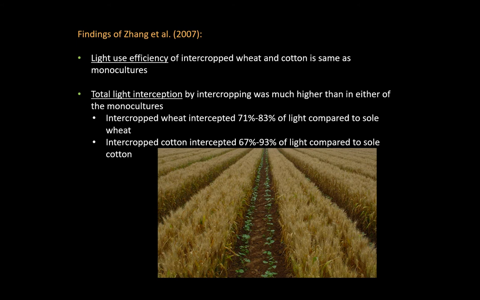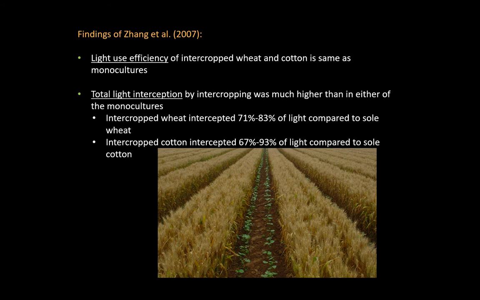But actually, the biggest contributor to these high LERs was the total light interception of the system. It was much higher than in either of the monocultures. For example, the intercropped wheat intercepted 70 to 80% of the light compared to sole wheat, and intercropped cotton intercepted 67 to 93% of the light compared to sole cotton, whereas their land use proportion was lower than that.